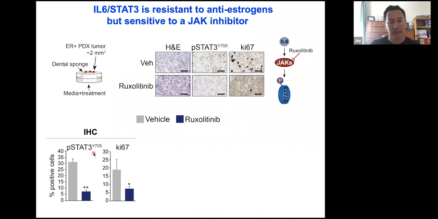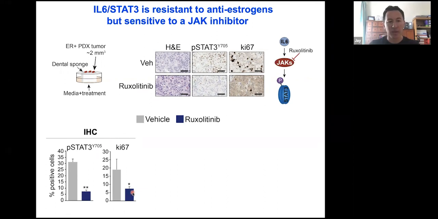So we can block phospho-STAT3 activity, just not using an ER-targeted agent. We need to block this particular pathway. And if we do that using this ruxolitinib, we can block phospho-STAT activation, and we can block the proliferative potential of the tumor. And we've looked at a number of target genes of IL-6 signature genes, and we see these down as well. And then finally, we wanted to look in a resistant context.